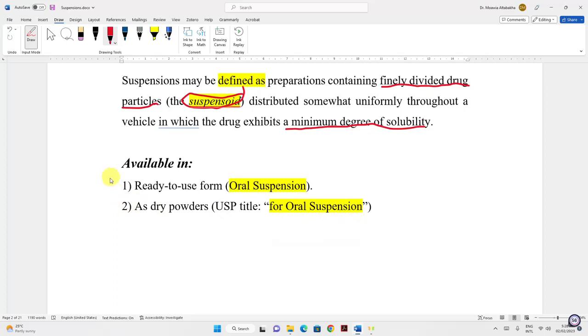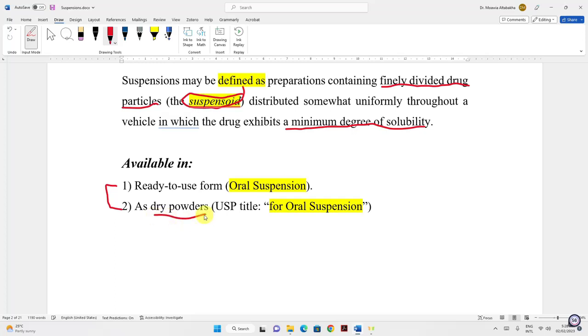Okay, what are the types of suspensions? We can classify them into two types. One is ready to use form, meaning that the suspension is in a liquid form and ready to be administered. And there is suspension that is provided in the form of dry powders.